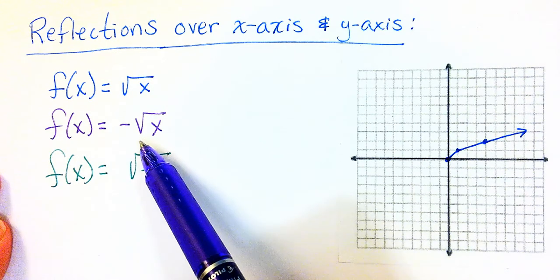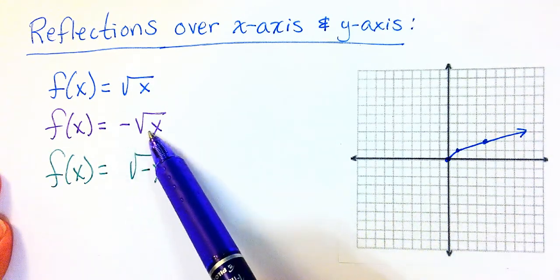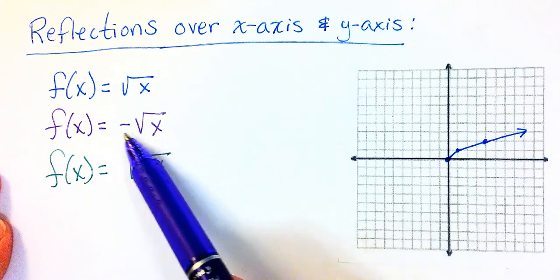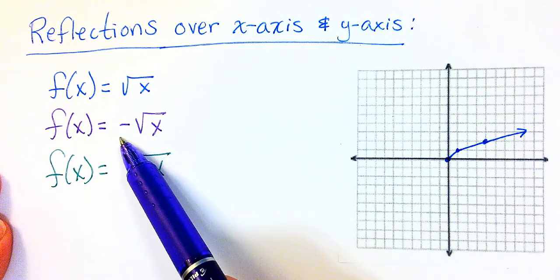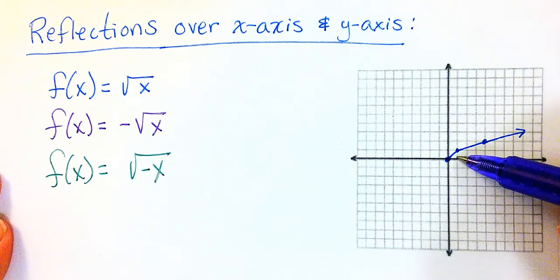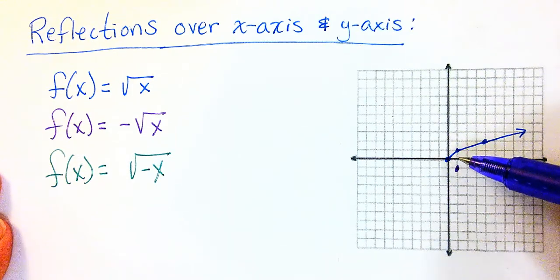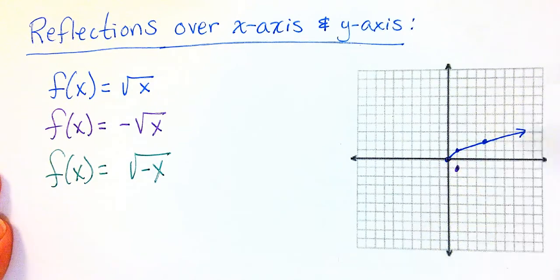What happens on that? So if I have 1, the square root of 1 is 1, but then I've got a negative in front, so that makes it negative 1. So instead of going 1 over, 1 up, I'm going 1 over, 1 down. 0 would remain the same. I would still have this 0 point.